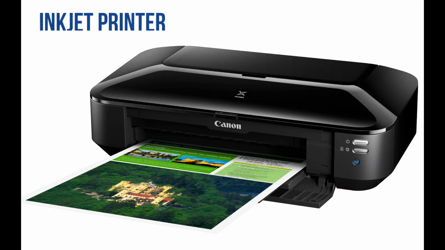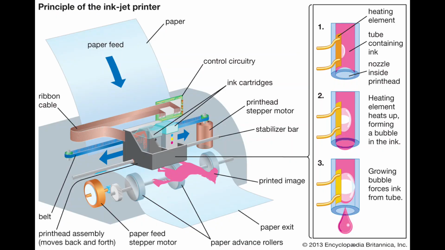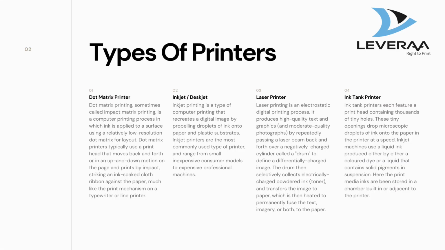Inkjet printer. Inkjet printing is a type of computer printing that recreates a digital image by propelling droplets of ink onto paper and plastic substrates. Inkjet printers are the most commonly used type of printer and range from small inexpensive consumer models to expensive professional machines.